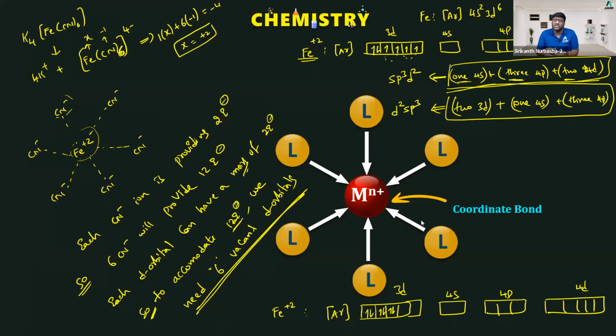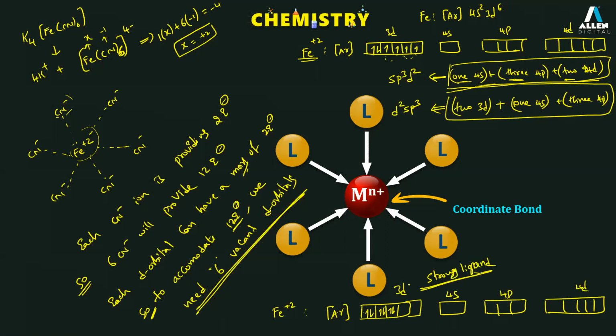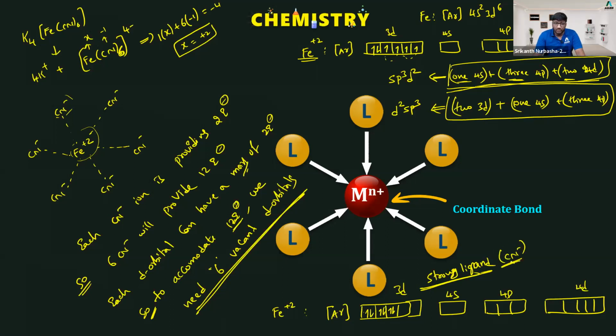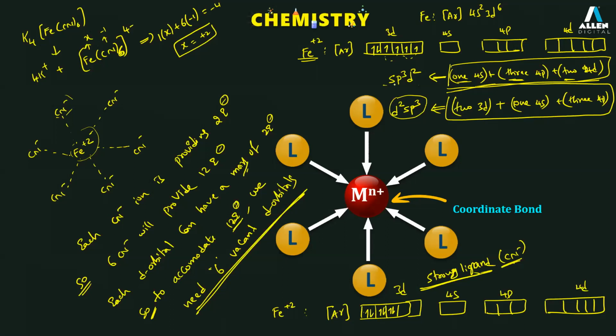If the ligand is a strong ligand, then it will repel the inner electrons greatly. Because of that, the pairing will happen. This is the scenario for a strong ligand. What type of ligand is CN minus? Strong ligand. Yes or no? CN minus is a strong ligand. Very good. So for CN minus, since it is a strong ligand, what type of possibility is happening? sp3d2 or d2sp3? d2sp3. Yes, very good. This is the correct possibility.